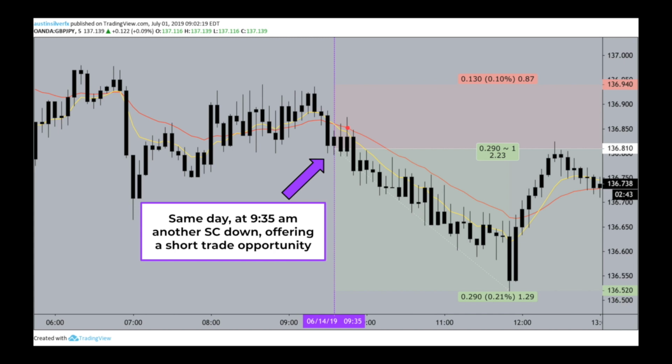Throws a couple pins, but it never closes a 5-minute body through the 8 or the 21. Never. All the way down until it finally breaks the 21 and then continues higher. But 2-to-1 take profit was smashed. You're risking 13 here, right? 29 pips was reached, so well over 2-to-1.